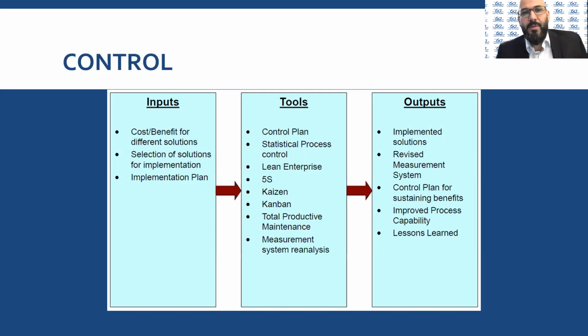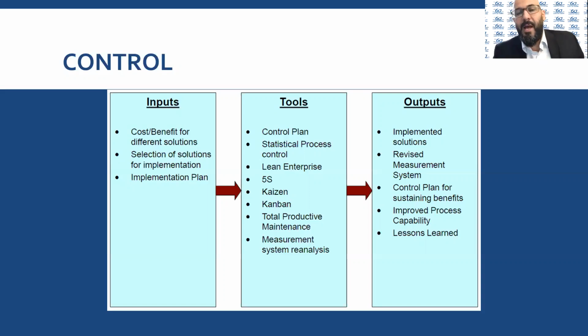For the tools that we're going to use in this control phase, we're going to use the control plan. We have to have a plan for how we could control and sustain the results for the future. We need to look into statistical process control. We have to develop some charts, process control charts. We have to implement some lean tools such as the 5S, visual management, Kaizen, Kanban, total productive maintenance, etc. We will talk about all these tools in this video.